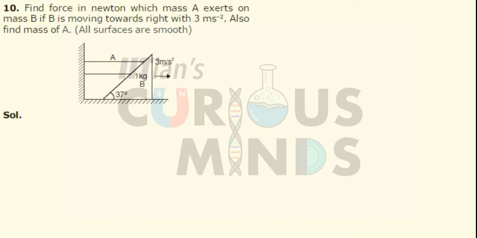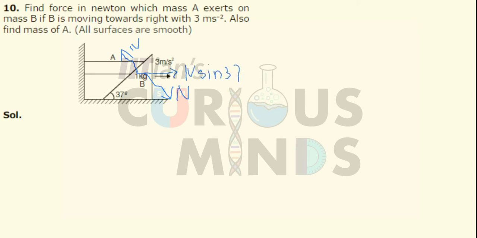Find the force in Newton which body A, or the mass A, exerts on body B if B is moving in the right hand side direction with an acceleration of 3 meter per second square. Now body B will exert a force on body A in this direction, which is the normal force, and body A similarly will exert the same reaction force on body B, which will be in the opposite direction.